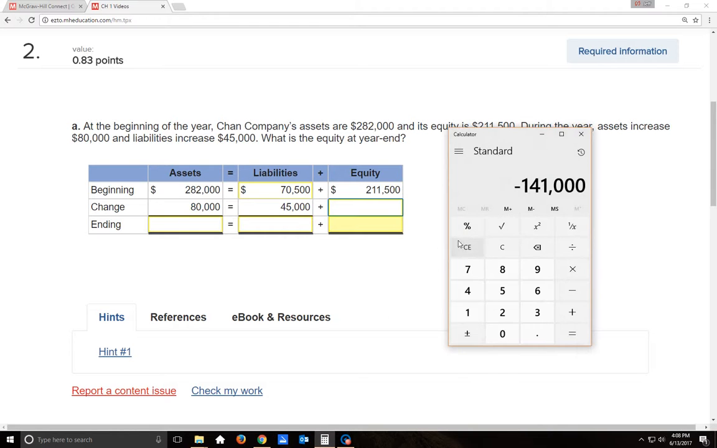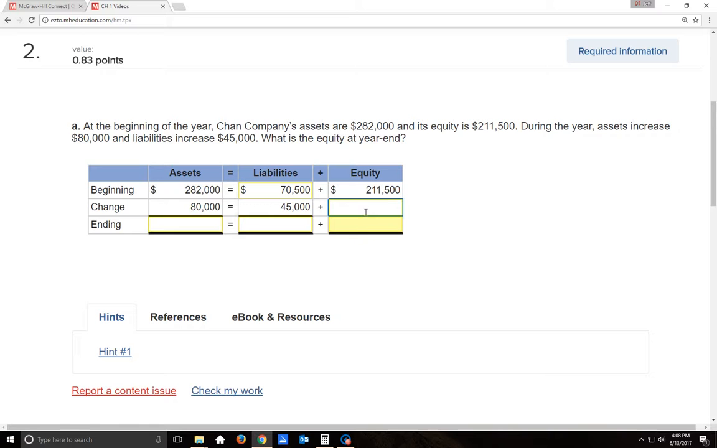So let's take $80,000 minus $45,000. Then during the year, stockholders' equity must have changed by $35,000. Let's enter that.